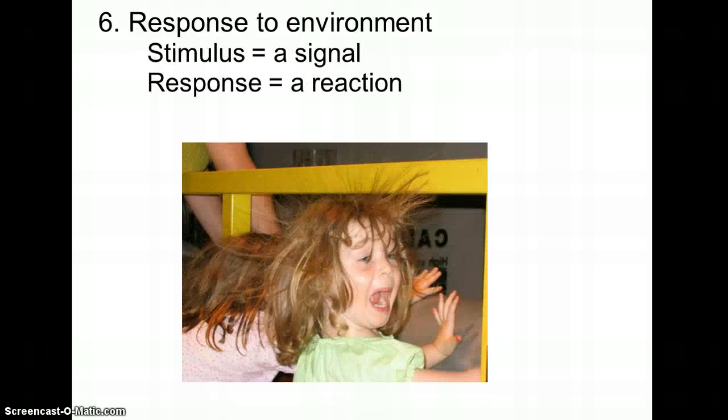Response to the environment. So to be alive, you have to have some kind of response. And so you see these kids here in some kind of static electricity thing. The stimulus is the signal, your response is the reaction. So if you burn yourself, you're going to move away. If you poke a pill bug, they're going to roll up or try and move away.